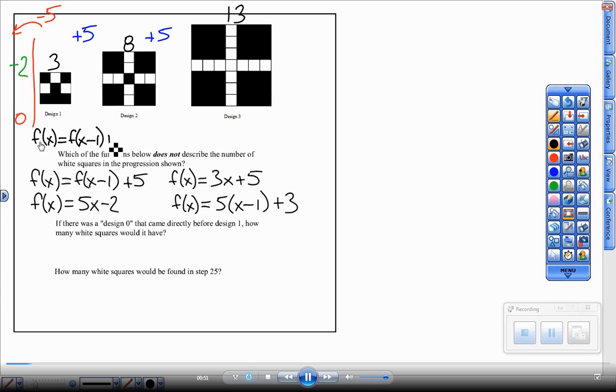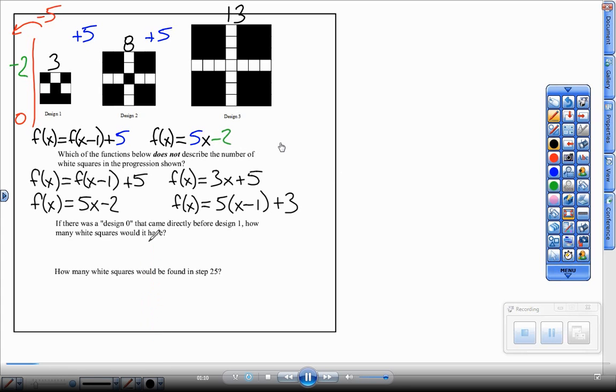I'd like you to get in the habit of writing equations down before you look at choices. So my first is my recursive equation, f of x equals f of x minus 1 plus 5, recursive. This one, f of x equals 5 times x minus 2. That is explicit using the 0 term.